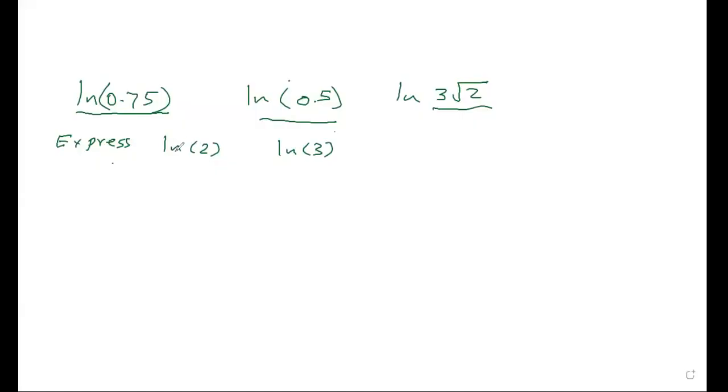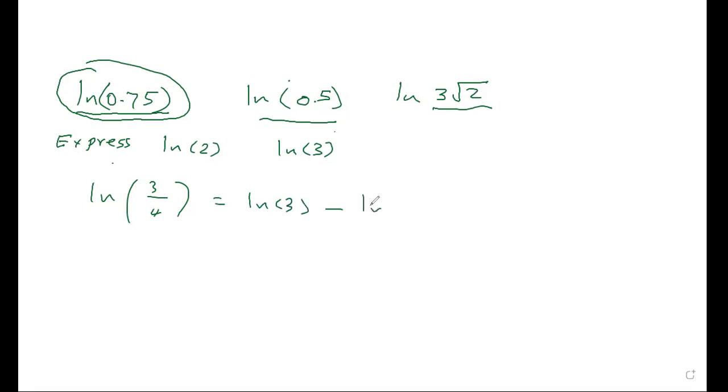Okay, so this is what we have, right? All they wanted is for you, instead of doing this, to explain it in terms of ln of 2 or ln of 3 or both, right? Can you write this one as 3/4? Yes, I can. So if you write it as 3/4, what is the ln of this type of function? It is ln of the first minus ln of the second, right?